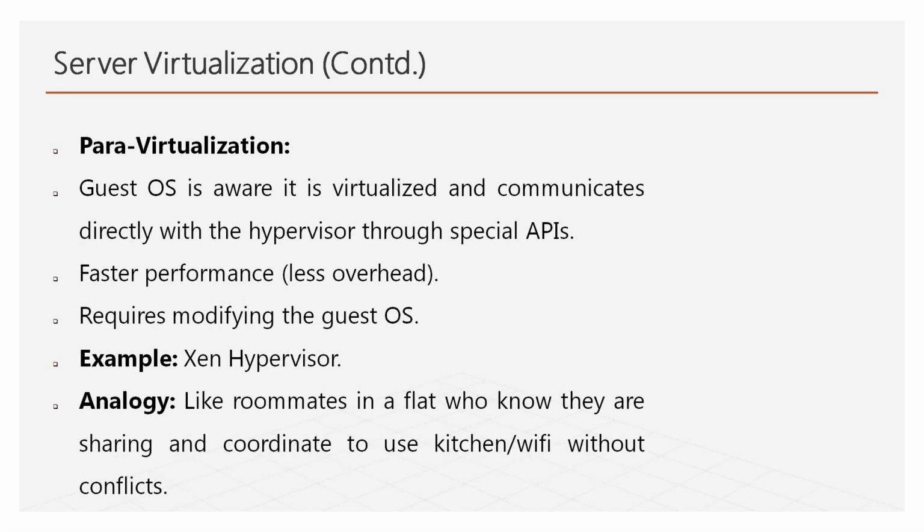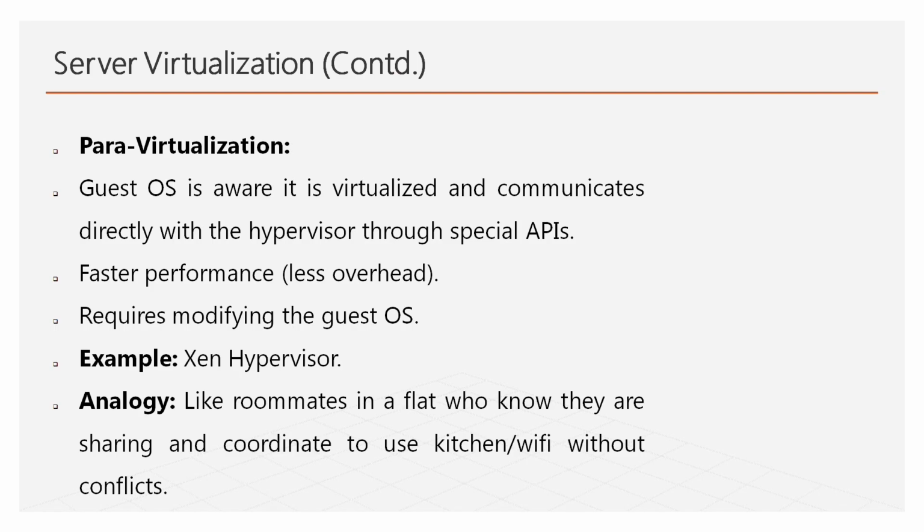The second one is para virtualization. The guest OS is aware it is virtualized and communicates directly with the hypervisor through special APIs. What is the difference between full virtualization and para virtualization? In full virtualization, the end user doesn't have any idea that they are using a virtualization platform. But in para virtualization, special APIs are used by the hypervisor and the guest OS, so the end user can understand that he or she is working on a particular hypervisor or virtualization platform.